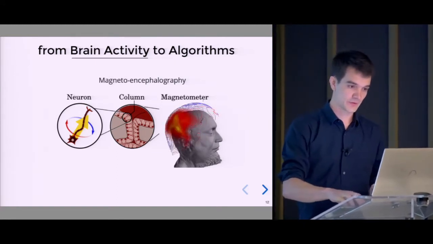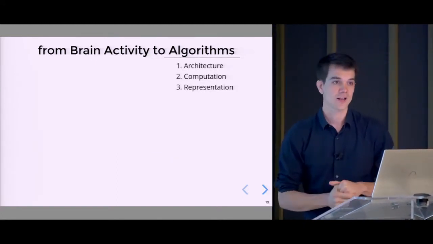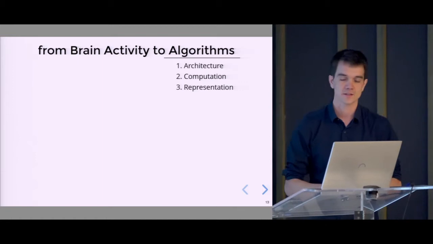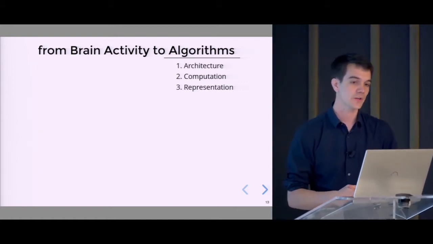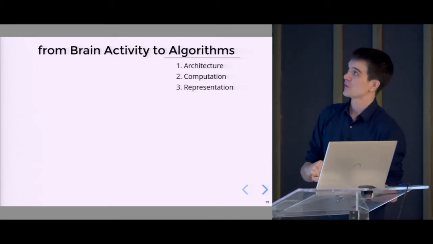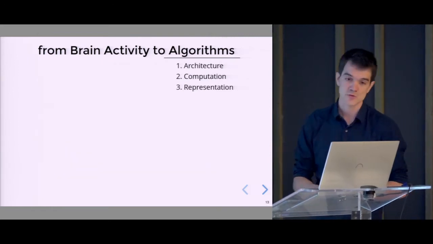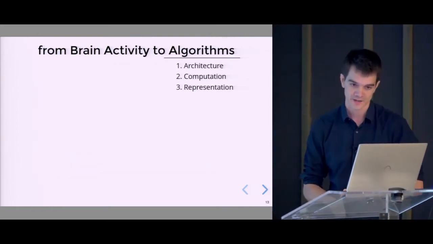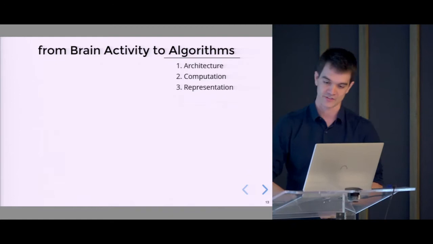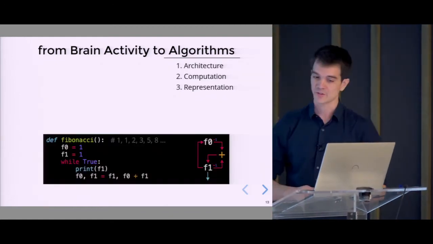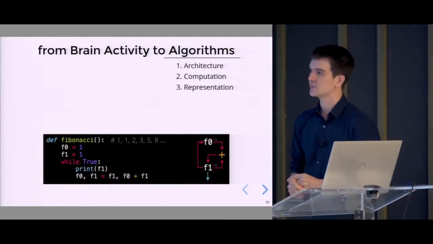Okay. So this is for the brain activity. What about the algorithm? Algorithms can be defined in a number of ways. The traditional definition is a sequence of operations. For the purpose of this talk, we'll describe an algorithm using 3 constituents: the architecture, the computation, and the representation. To illustrate what I mean by this, I'll take an example.